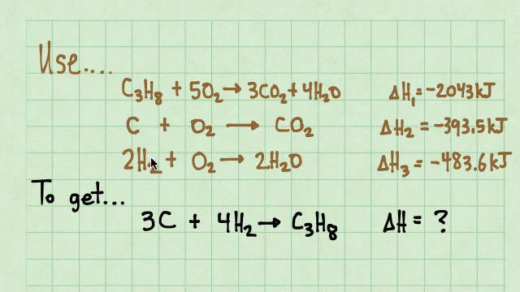Yeah. So, this one has C3H8 on the left-hand side, but my target equation has C3H8 on the right-hand side. So what should I do to this first equation? Oh yeah, flip it backwards, so that I get C3H8 on the right-hand side. Flip this backwards and rewrite it.